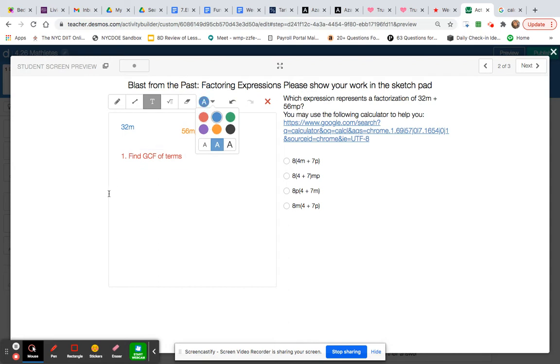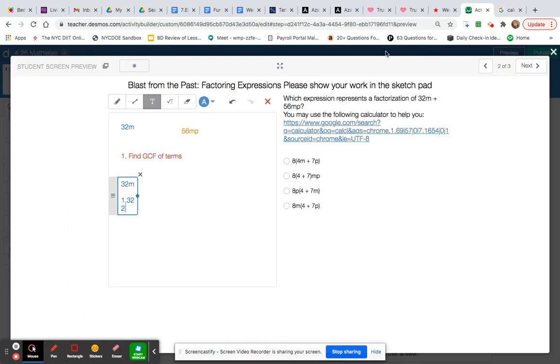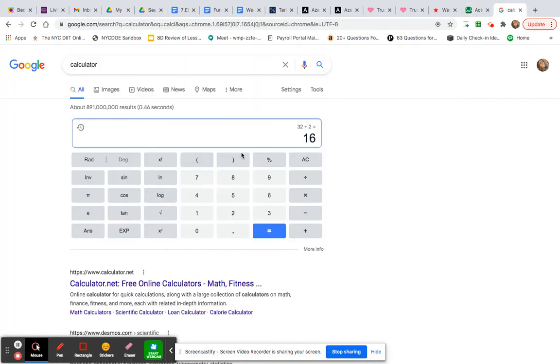So for 32m, the first thing I'm going to do is list the factors of 32. So first I'm going to start with 1 and 32. 2 times what gives me 32? If you need help, just go to your calculator. So you would do 32 divided by 2, and that gives you 16. So 2 times 16 gives you 32. Does 3 go into 32? Just check. If you get a decimal, that means 3 doesn't go into 32.